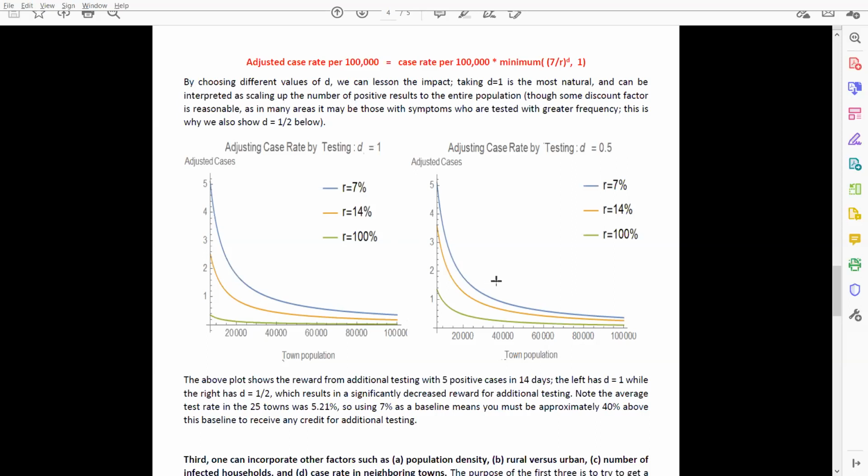So there's a lot you can do in terms of trying to come up with a reasonable formula. The idea, as we talked about last time, is if you're only testing a subset of the population, you don't have complete information. And so you somehow want to take the case rate and magnify that to get a true sense of what's going on. But this is only using one piece of data.